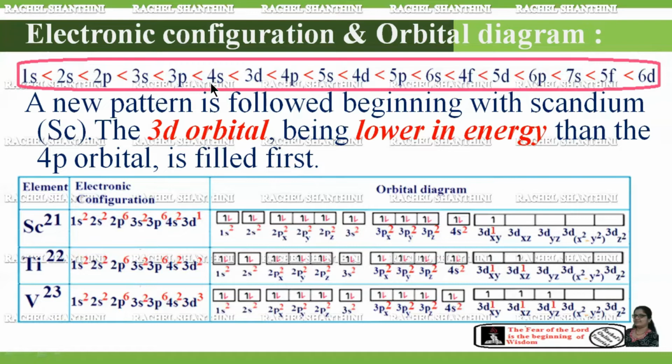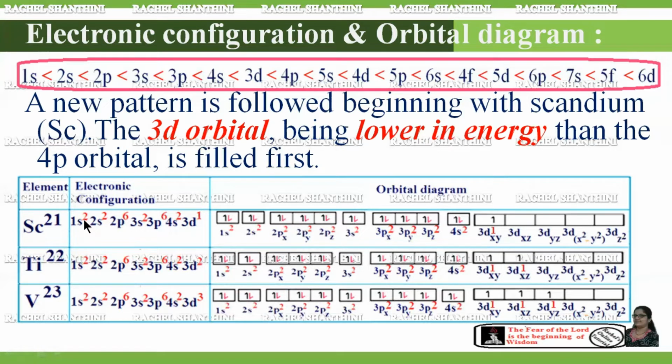4s, and we would expect that the electrons next go to the 4p orbital in the n shell, but instead it comes down to the m shell and occupies the orbitals in 3d. So this is the new pattern followed from scandium.